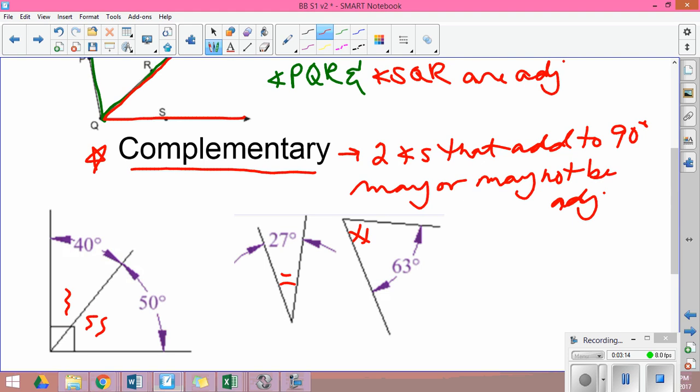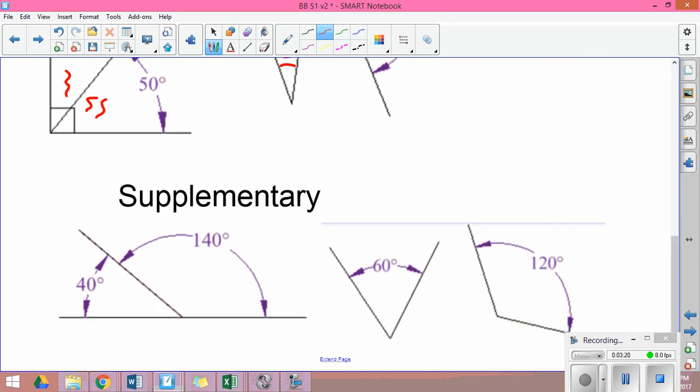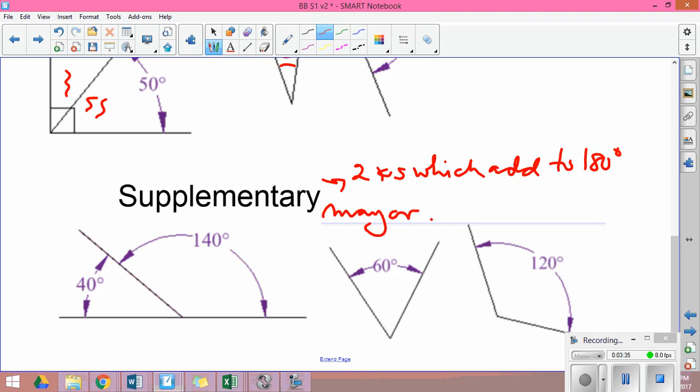Remember our second learning goal, we're going to move to problem solving. So I think you can anticipate how that might look. Supplementary, two angles which add to 180. Again, may or may not be adjacent. The main thing is that any two angles, like 40 and 140, add up to 180. 60 and 120 add up to 180. Situation of adjacent, not adjacent.